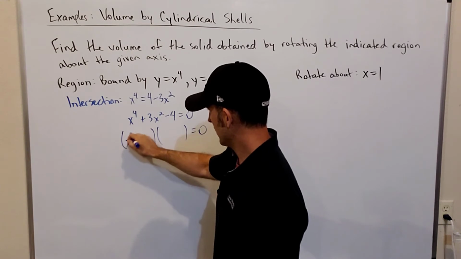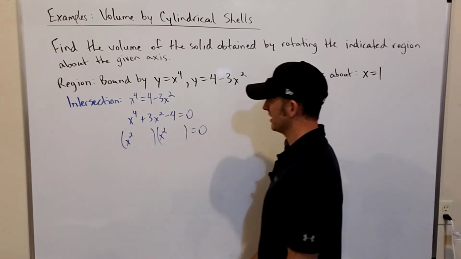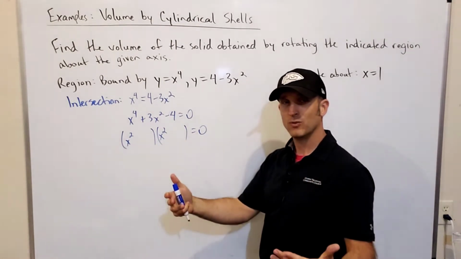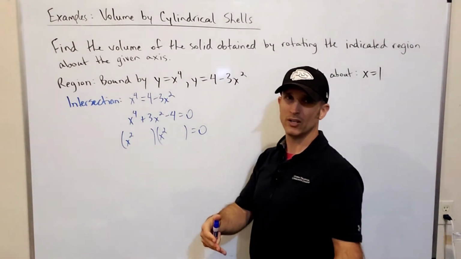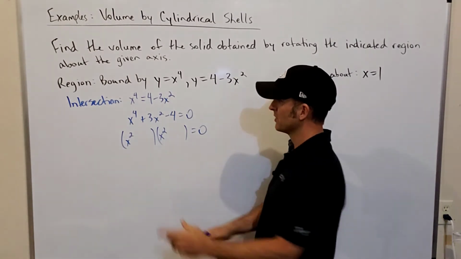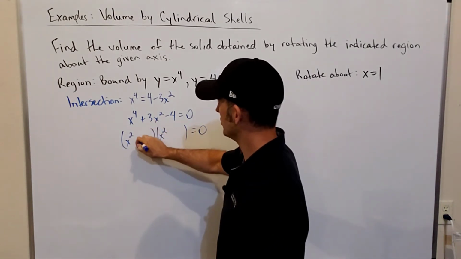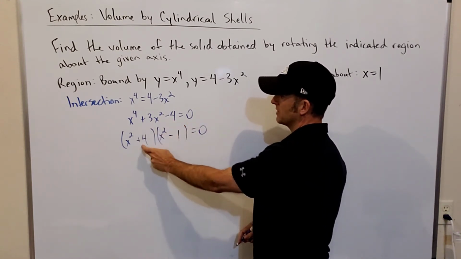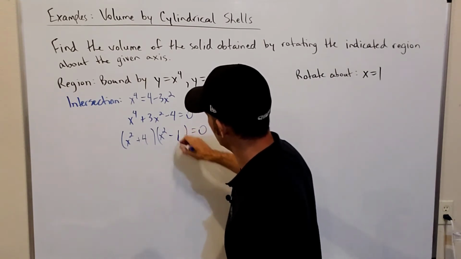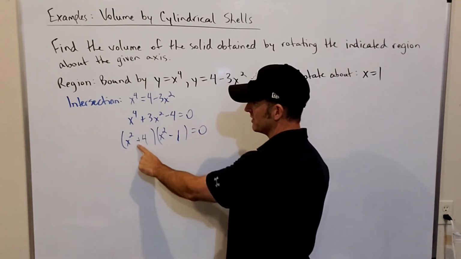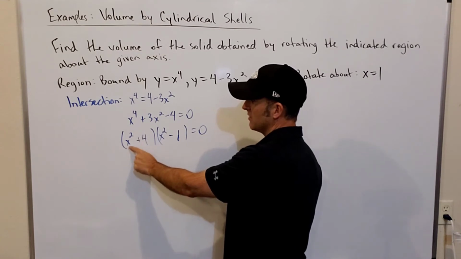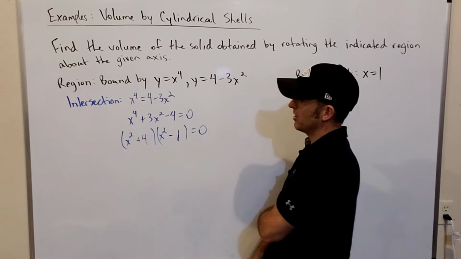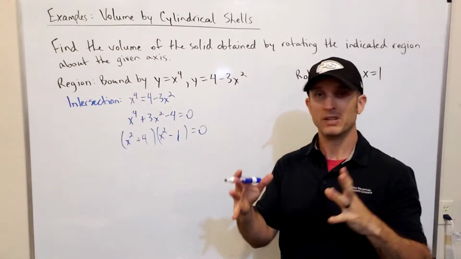To get x to the fourth, I have x squared times x squared. To get a negative 4, I need a positive 1 and a negative 4, or a positive 2 and a negative 2. But if I want a positive 3 here, then I better use positive 4 times negative 1 to get my negative 4, because positive 4 minus 1 gives me my positive 3. And if I were to solve the first factor for x, I'd get imaginary numbers, and I can't use imaginary numbers on a two-dimensional real plane.